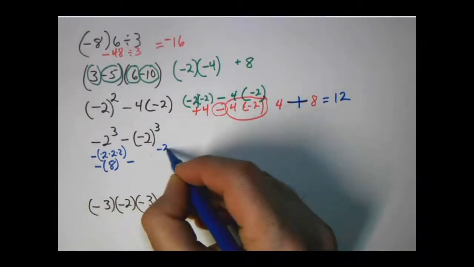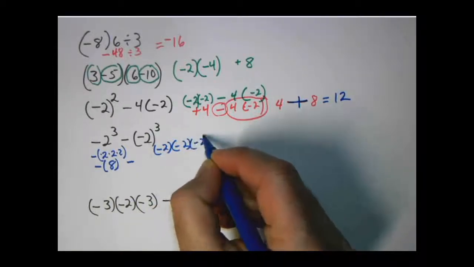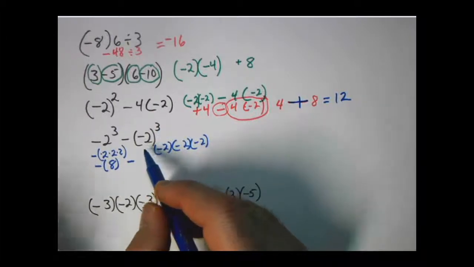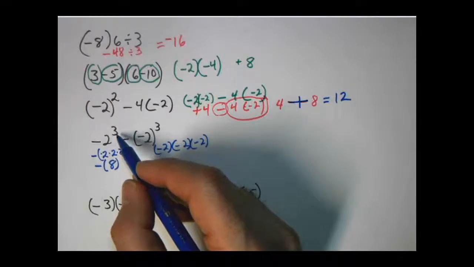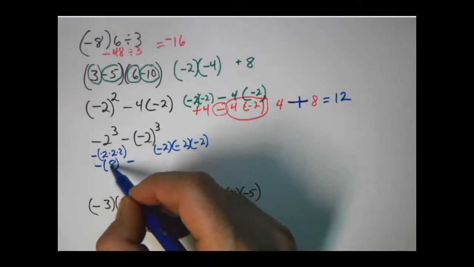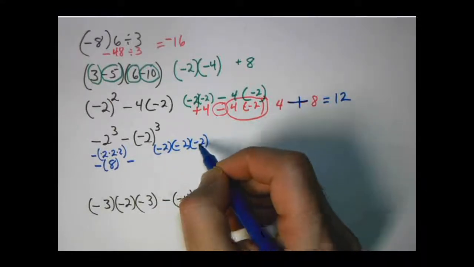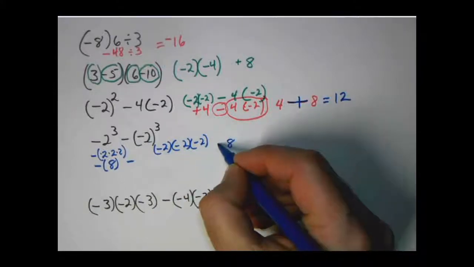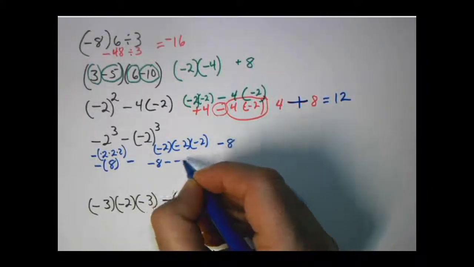Minus, and this is where I have 3 brackets of minus 2. See how those are different? This tells me I have 3 of whatever's in the bracket. This one I have the opposite of 2 to the third. So 2 to the third is 8, so this would be a minus 8. So minus 2 times minus 2 times minus 2, or 2 times 2 times 2 is 8. How many signs? 3. Okay, so I have minus 8 minus minus 8.